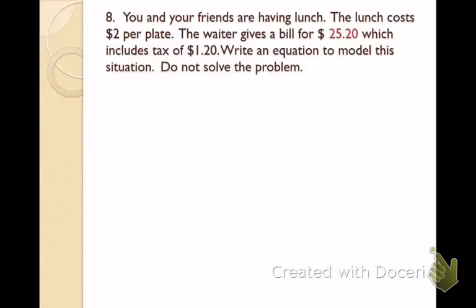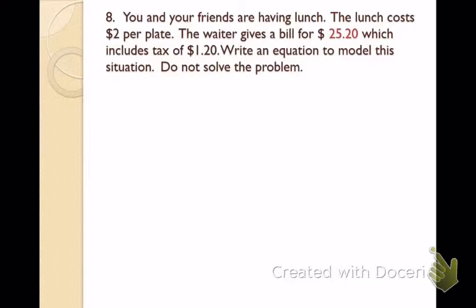So, in this situation here, you and your friends are having lunch. The lunch costs $2 per plate. The waiter gives a bill for $25.20, which includes tax of $1.20. Write an equation to model this situation. Don't have to worry about solving the problem. And I think you're missing the 25.20 in your notes. Okay, we're not going to solve, but we are going to write an equation.